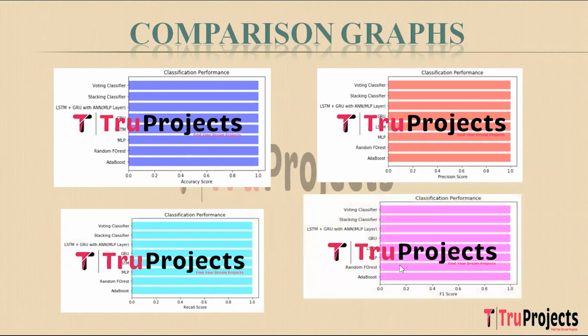And this is F-score comparison graph. In this graph on x-axis I have F-scores, and on y-axis I have algorithm names. So F-score combines precision and recall into a single metric, balancing accuracy and completeness in predictions.